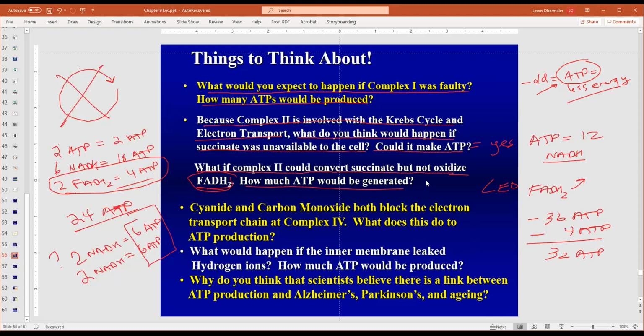We can use NADH. There's 10 of those, so we would get 30 ATP from that, and then 2 from the Krebs cycle. So 30 plus 2 is 32. Cool.